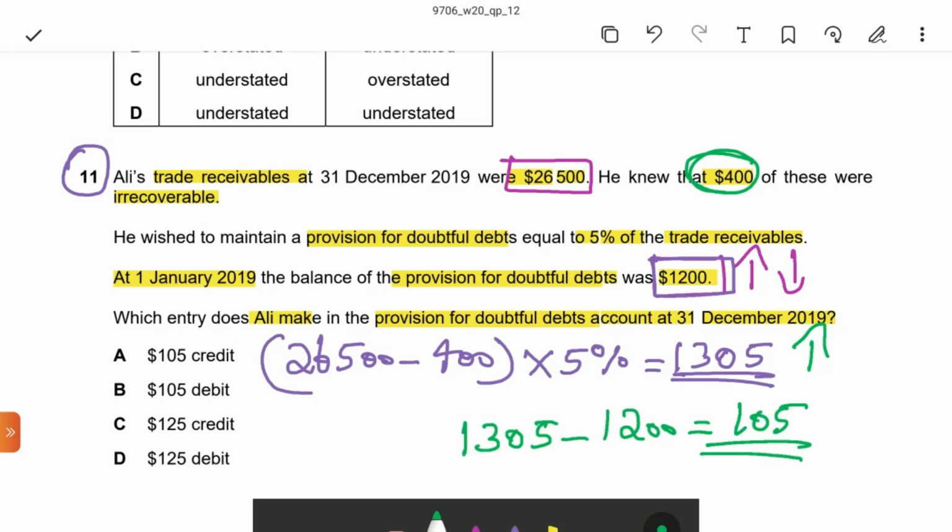So here the answer is 105 credit, 105 debit, 105 credit. Income statement will be debited and provision for doubtful debts credited. Here the question is, Ali makes provision for doubtful debts on 31st December. It will be credited. Correct answer is A.